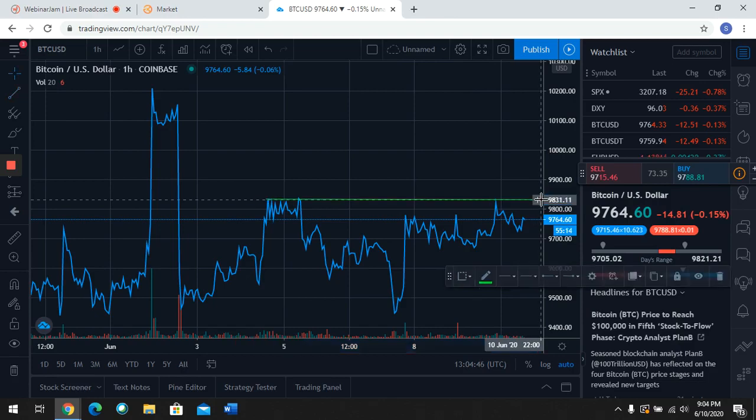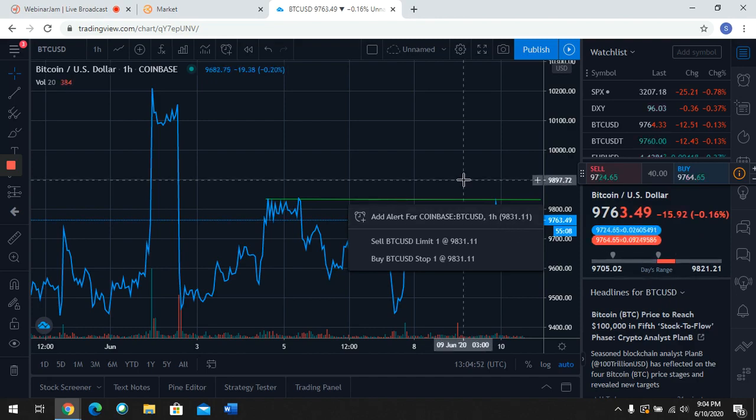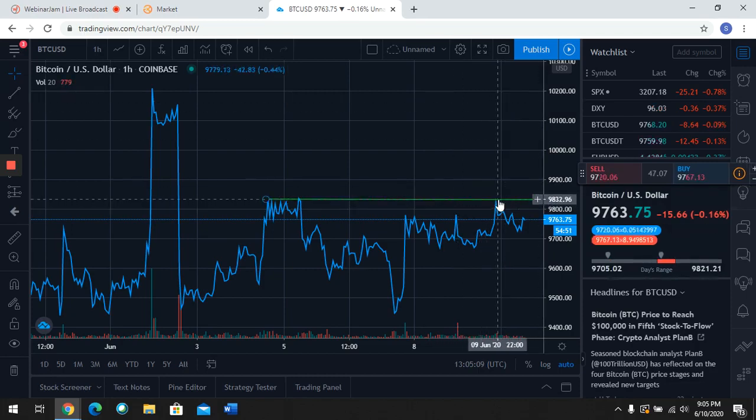Right, so now you have yourself a point at 9831.11. So let's make that as 9830. Okay, so why did I draw that pattern? Basically, within this range, within this week, that was the resistance level of Bitcoin. That is the resistance level for Bitcoin at this current point of time.